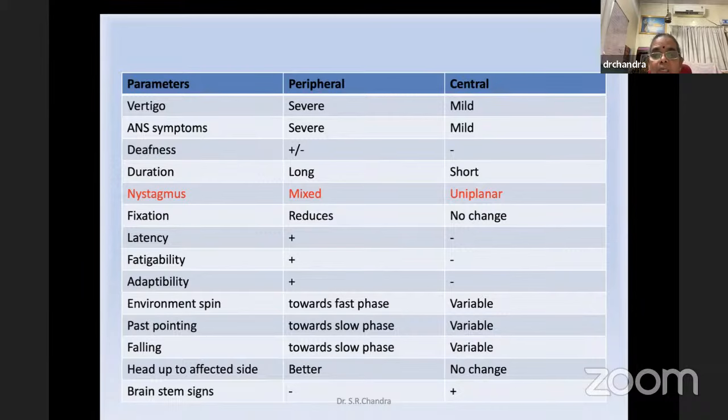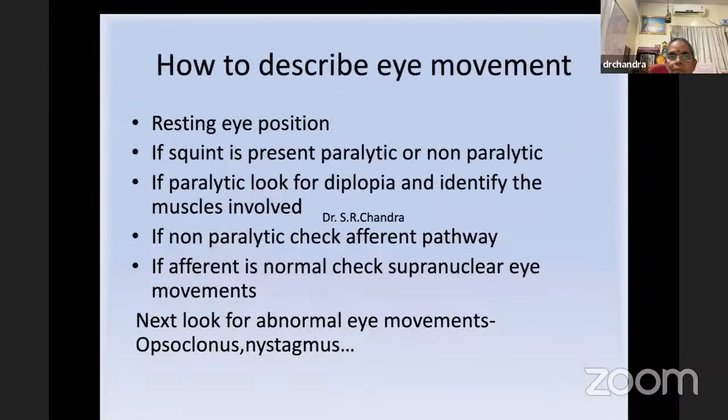And the environmental spin and the fall are multidirectional. And there is no preferred plane in which the patient is feeling better. And the brainstem features will be there.